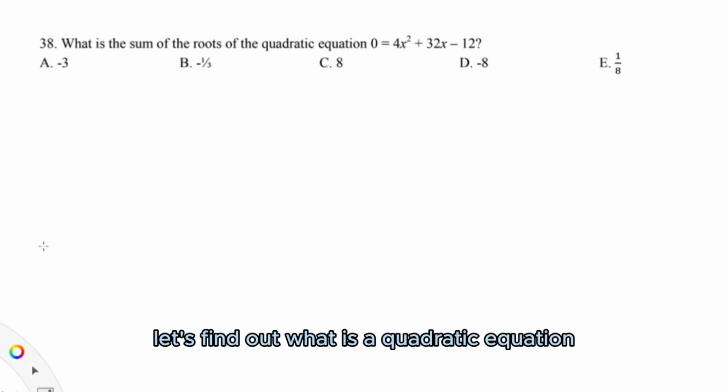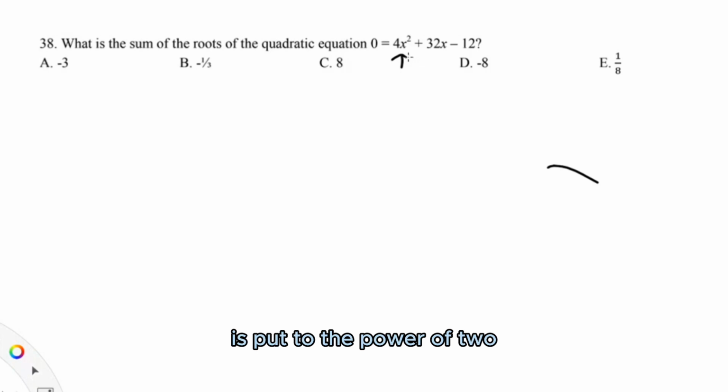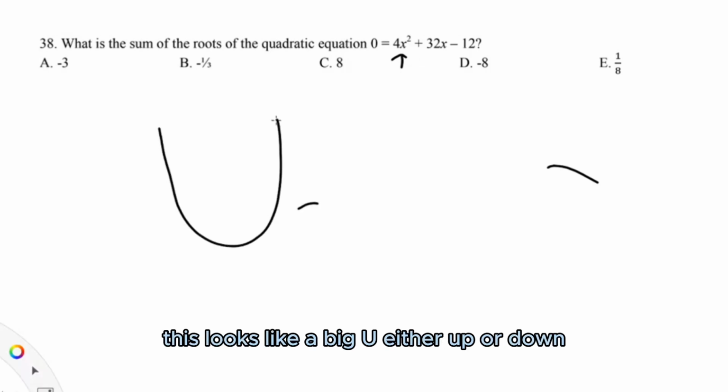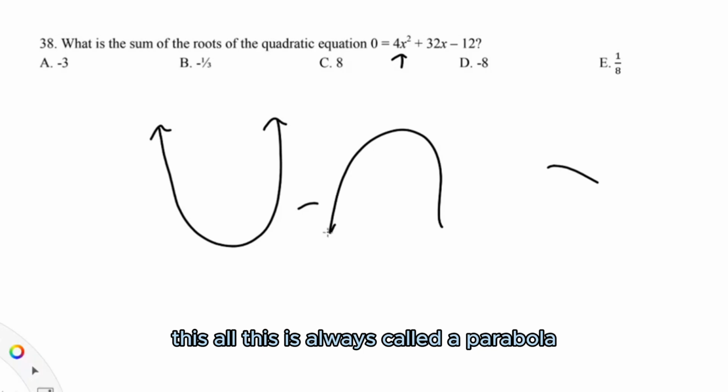And so first, let's find out what a quadratic equation is. A quadratic equation is simply an equation in which x is put to the power of 2. And on a graph, this looks like a big U, either up or down. This graph right here is always called a parabola.